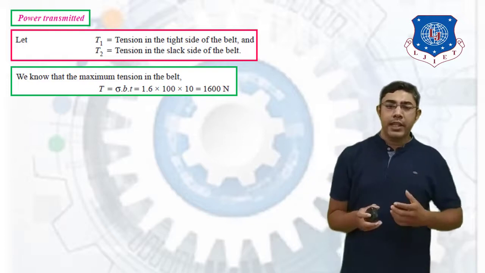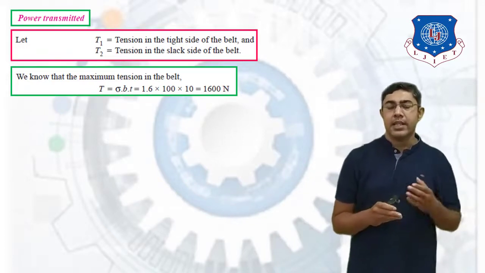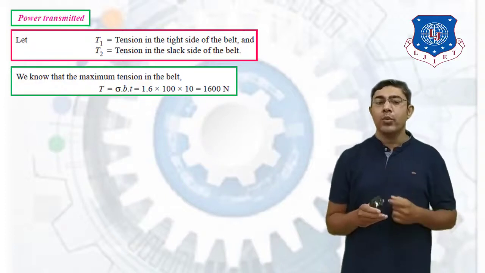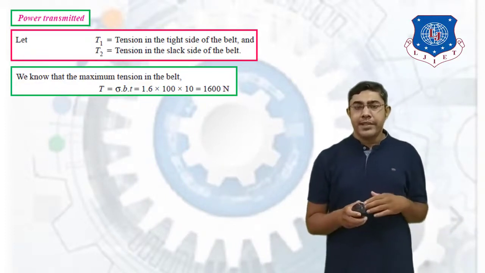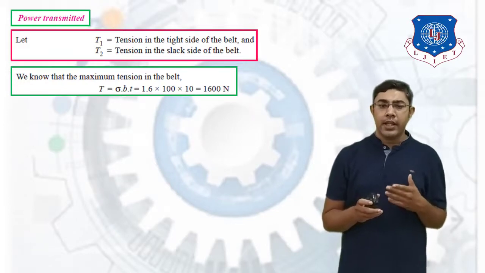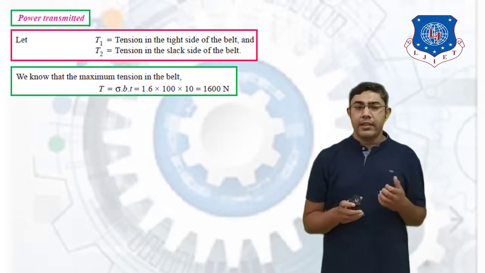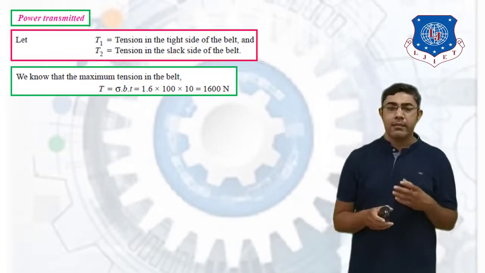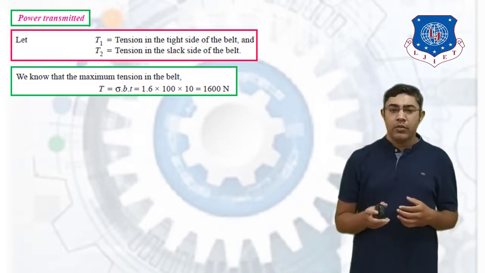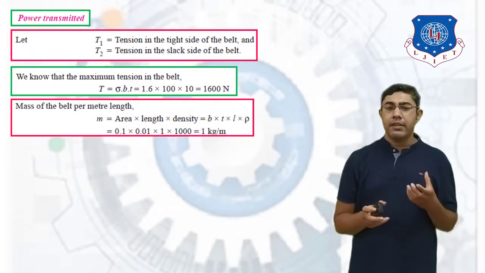So to calculate T1, we have to first calculate the maximum tension. T is equal to sigma B into T. Here sigma is given 1.6, B is given 100, and T is given 10 mm. So if we place, we get T is equal to 1600 newtons. Now we have to calculate the tension T1.